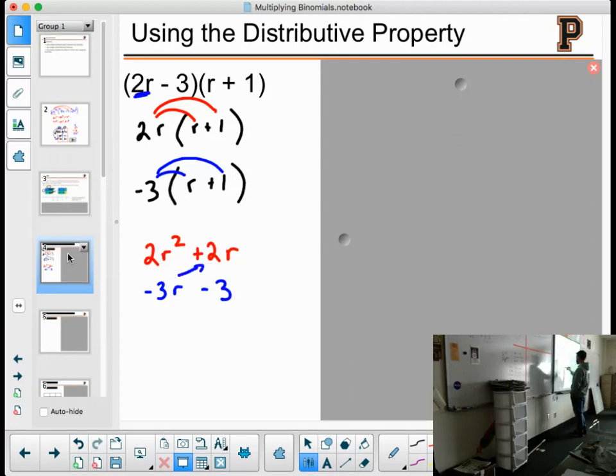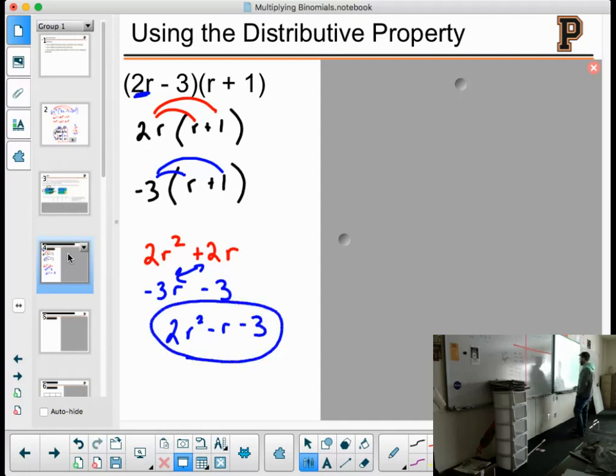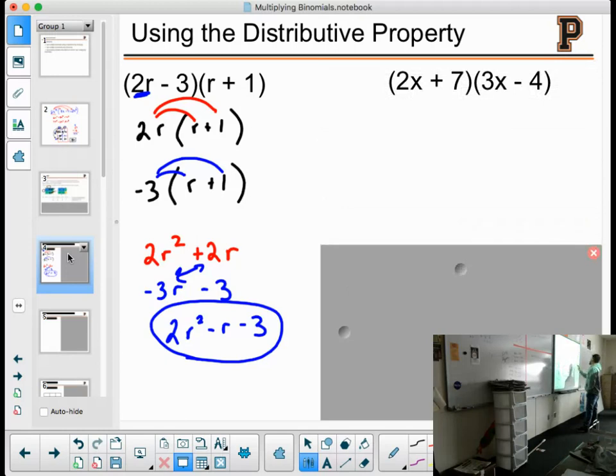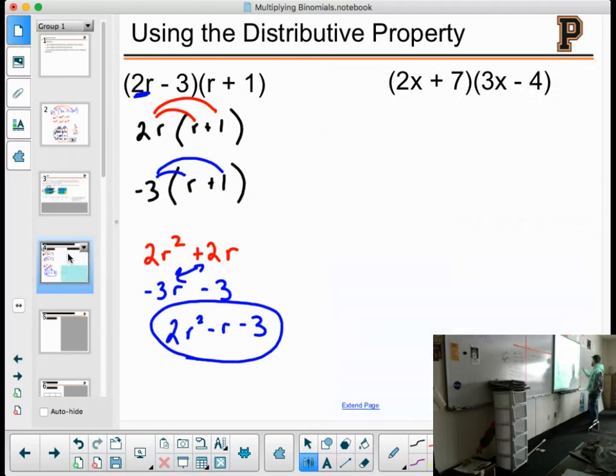Now, there are some things that can potentially combine, like positive 2r and minus 3r. 2r squared is kind of on its own. 2r to the first minus 3r to the first is going to be a minus 1r and minus 3. This would then be my product. Right? This would be multiplying the binomial on the left side by the binomial on the right side. Okay? So distributive property works nicely if it works in your head, if it makes sense in your head and you want to use it. It's a great technique.